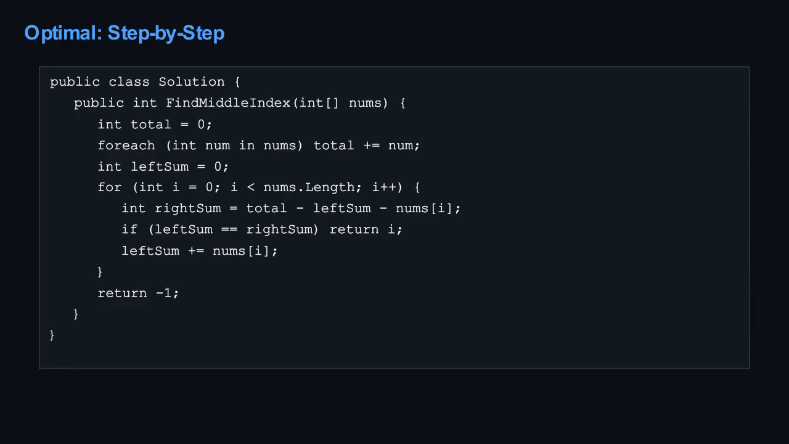At index 3, value 8, right sum is 16 minus 4 minus 8, which is 4. 4 equals 4. We found our middle index at 3. For the array 2, 3, -1, 8, 4, the middle index is 3. At this position, the left sum of 2 plus 3 plus -1 equals 4, which perfectly balances the right sum of 4.